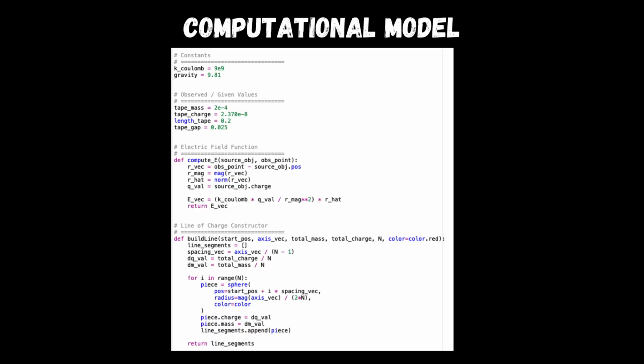For this computational model, I first defined the main physical constants like Coulomb's constant and gravity. Then I input the measured values from the experiment, including the mass of the tape, total charge, length, and the distance between the two tapes.